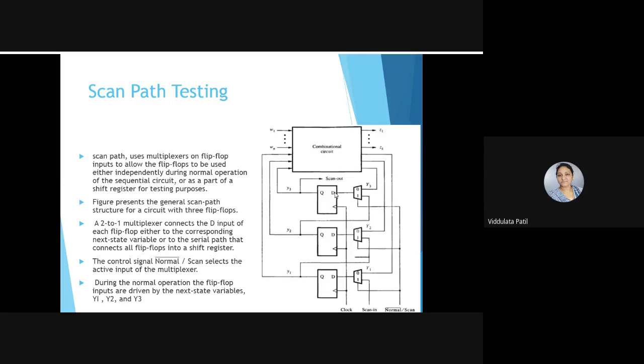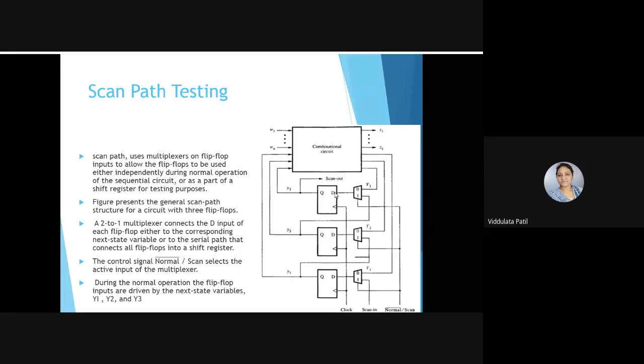What is a multiplexer? Sunil, what is meant by a multiplexer? Many to one. The circuit which converts many inputs into one, that we call a multiplexer.